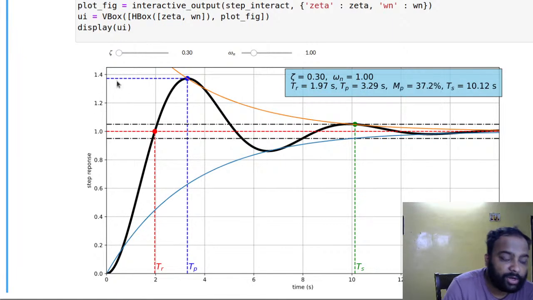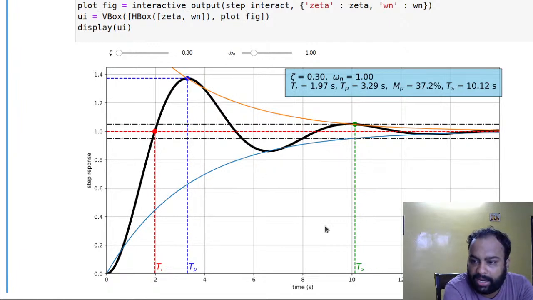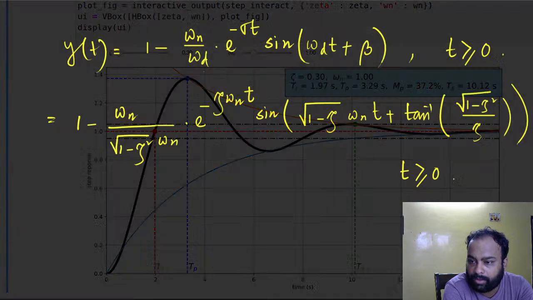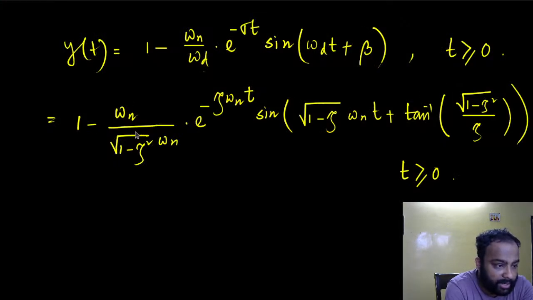Just to show you, if I increase zeta, what will happen? The decay will become faster. If I increase zeta, the decay will happen faster because I would have a larger negative factor on top of the exponential there, right?